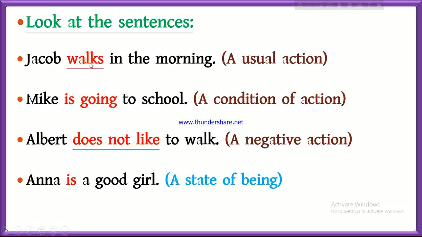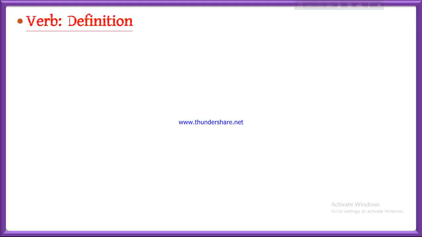Okay, in the first sentence, walks indicates a usual action. In the second sentence, is going, Mike is going to school. Here, is going indicates a condition of action. Albert does not like to walk. Does not like indicates a negative action. And Anna is a good girl. Here, is indicates a state of being. Okay, if any word or a group of words indicates state of being or action, it is called verb.